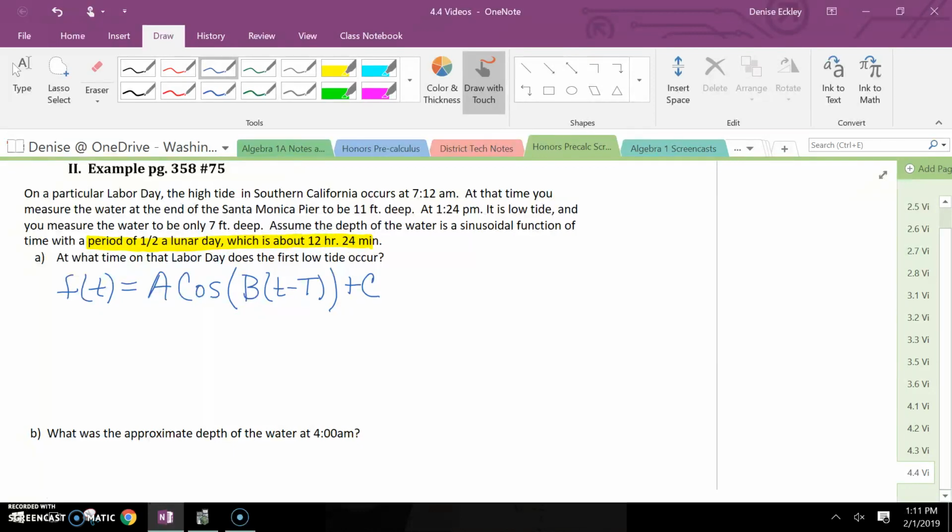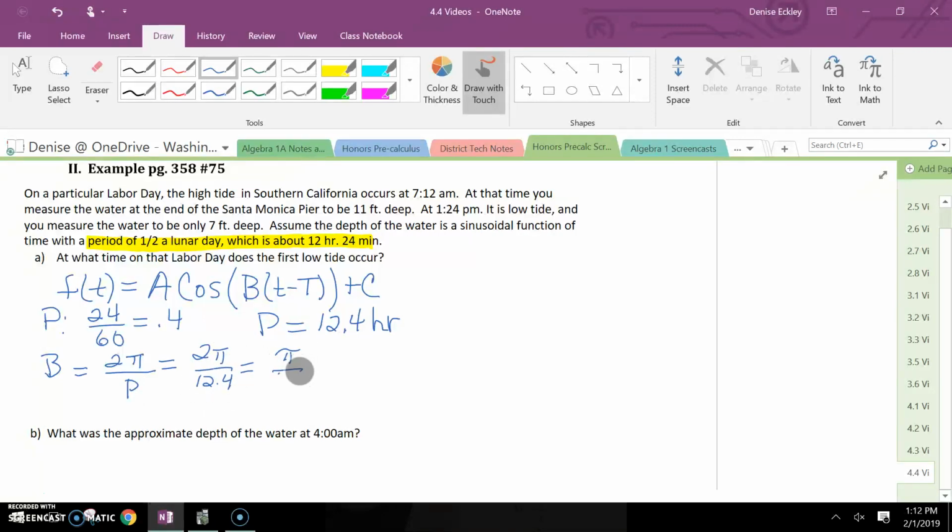We have to convert the 24 minutes into hours. So we're going to take 24 divided by 60, and when we do that, we get 0.4. So our period is going to be 12.4 hours. Now the next thing we can find is B, because B in the function is defined as 2 pi over P. So we're going to get 2 pi over 12.4, which gives us pi over 6.2.